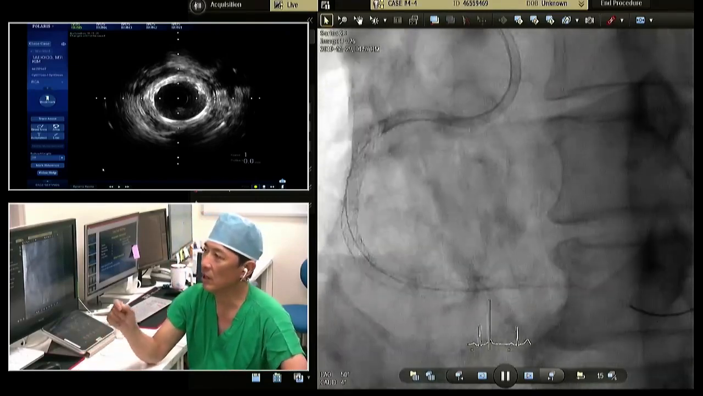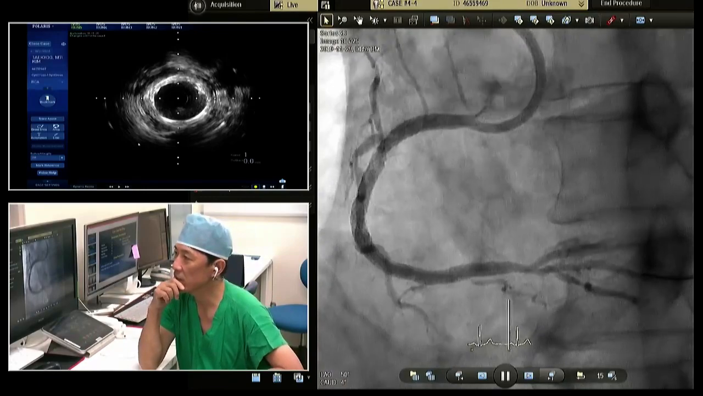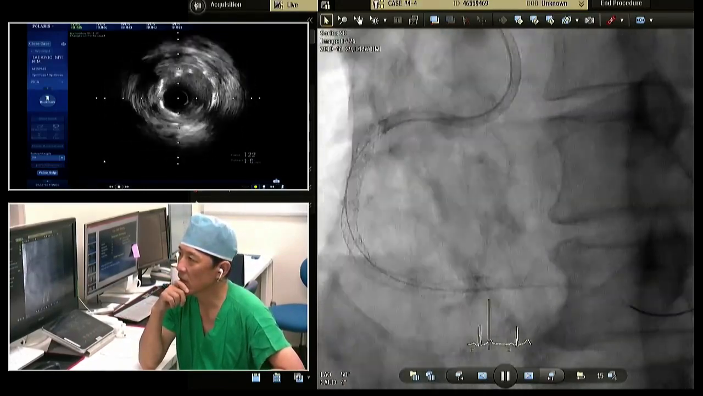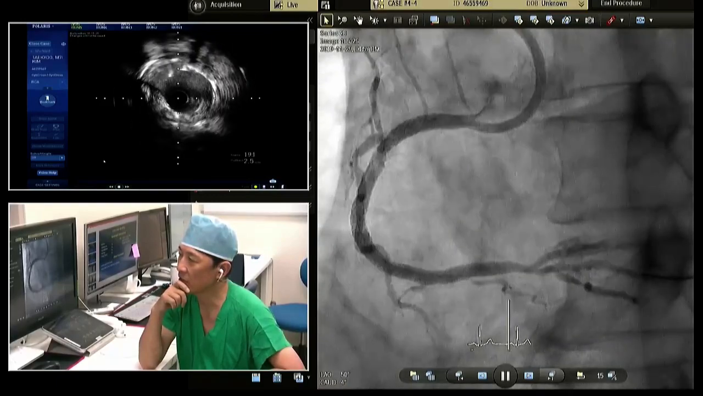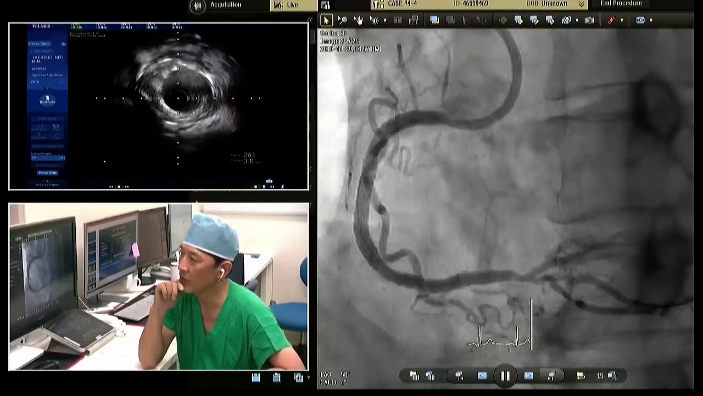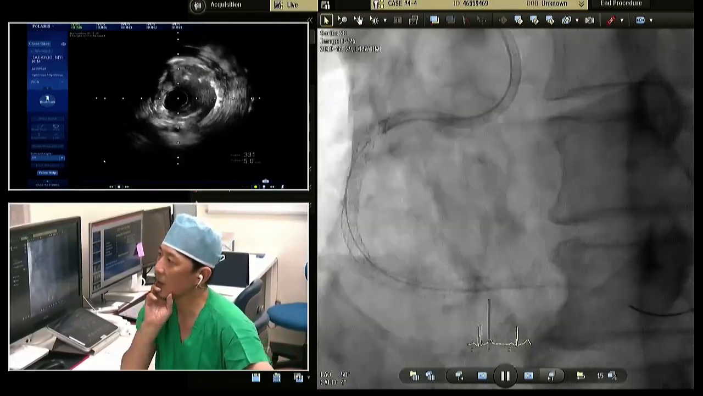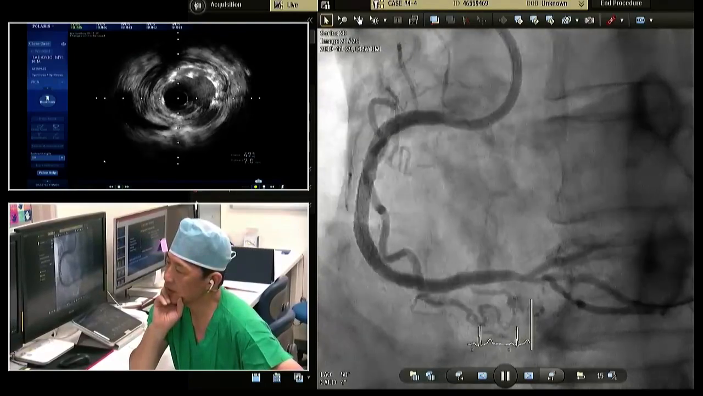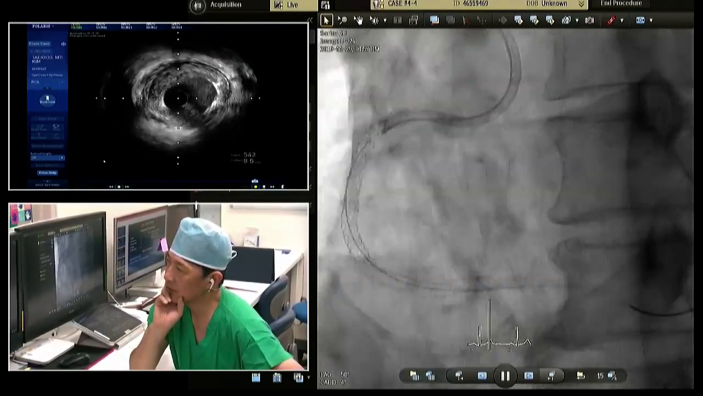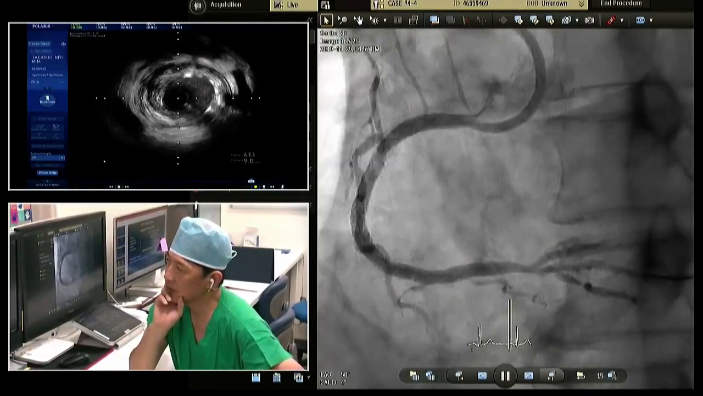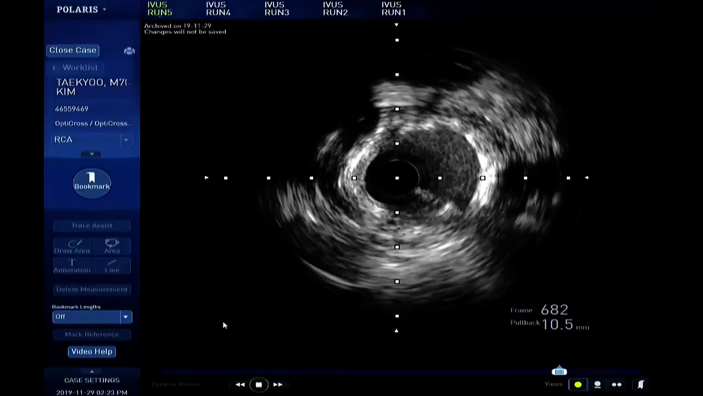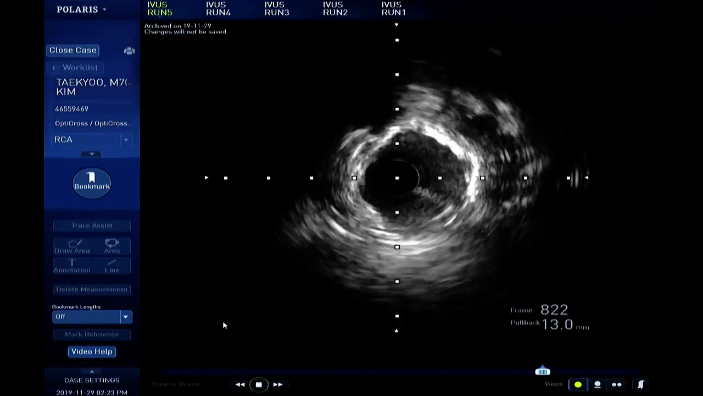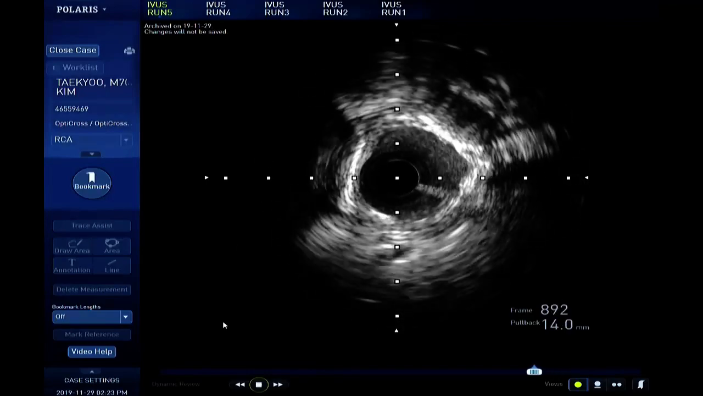Now, can I see the IVUS? Yes, we can see it now. Yeah, and the proximal part of the stent is a little bit underexpanded. Big vessel, this area. Maybe extension. This is like the position, 5 millimeters inside. Yeah, this size is very, very big.